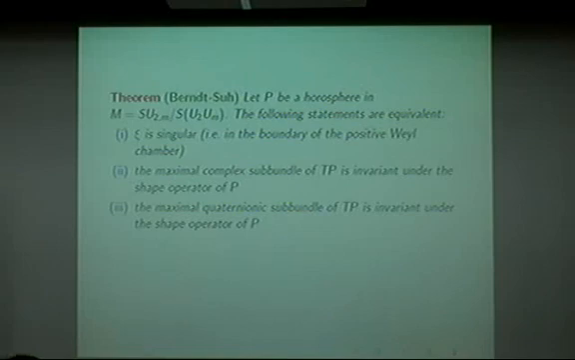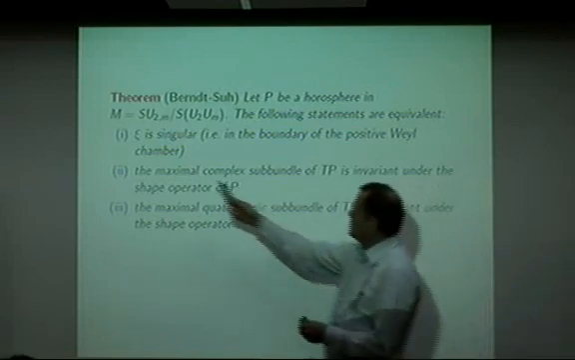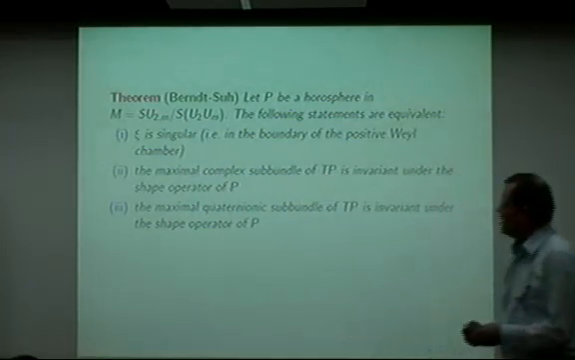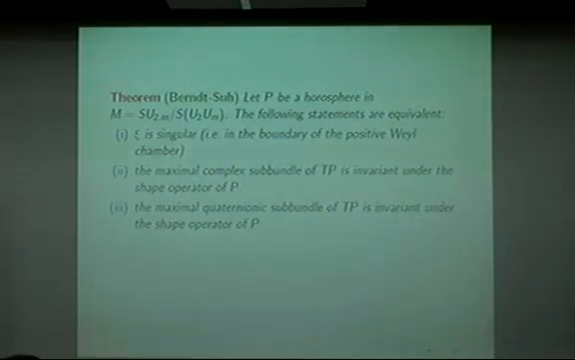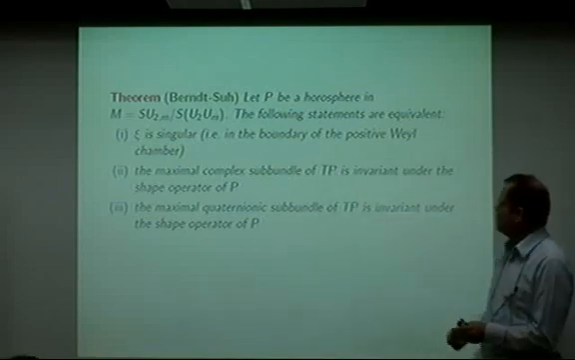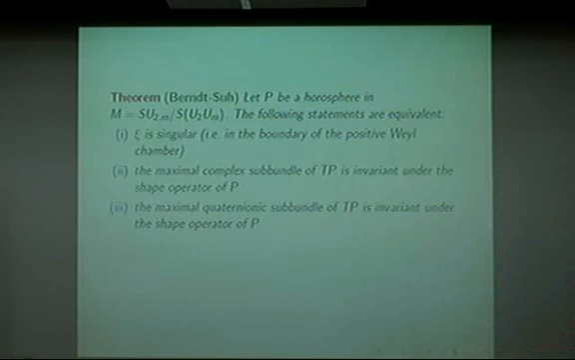We have regular tangent vectors, singular tangent vectors. So there are different types of horospheres. Those which are given through a regular tangent vector, those which are given through a singular tangent vector. And the ones which are given through a singular tangent vector can be characterized by the property that the maximal complex subbundle of the tangent bundle of the horosphere is invariant under the shape operator.